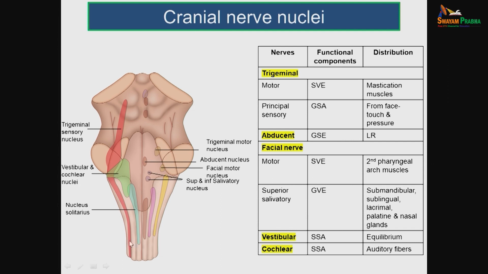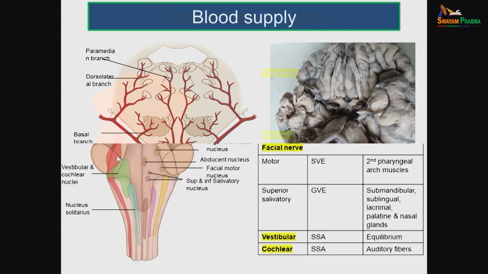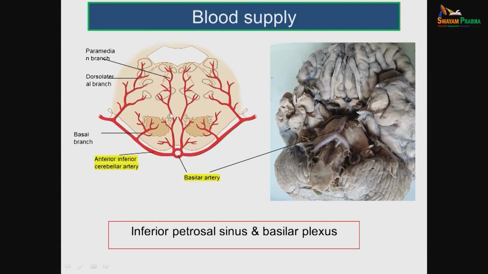Okay, so these are the functional components of the cranial nerve which is present in the pons. Now let us see, it has a lot of important structures. What is the blood supply it receives? It mainly receives the blood supply from the basilar artery and the anterior inferior cerebellar artery. These are the two main arteries which supply blood to the pons.